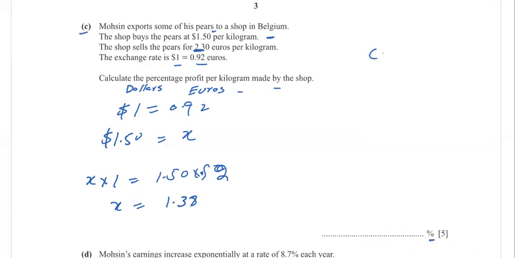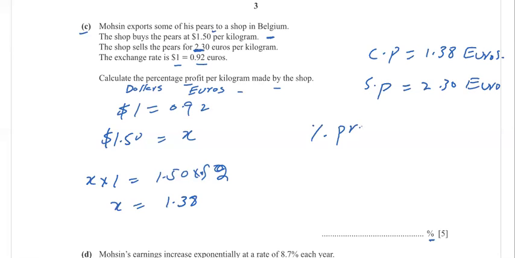This is the cost price. Cost price is 1.38 euro, while the selling price is 2.30 euros. So we have to write the percentage profit. So what will be percentage profit? Percentage profit is always equal to profit over cost price times 100%.